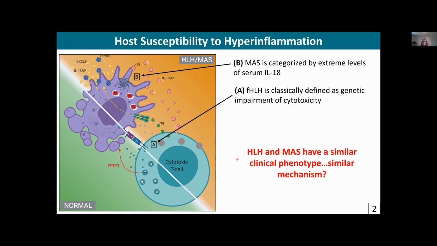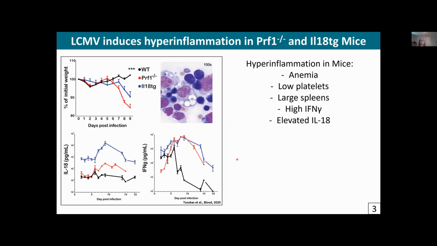To test this, we are able to induce hyperinflammation in mice experimentally by infecting them with the murine virus LCMV. Here I'm showing you the data of LCMV infection in perforin knockout mice, shown in red, which are representative of our HLH patients because they completely lack the cytotoxic perforin. I'm also showing you, in blue, infection in IL-18 transgenic mice, which express super high levels of systemic IL-18, representing our MAS patients.